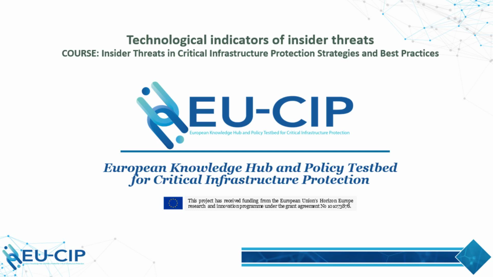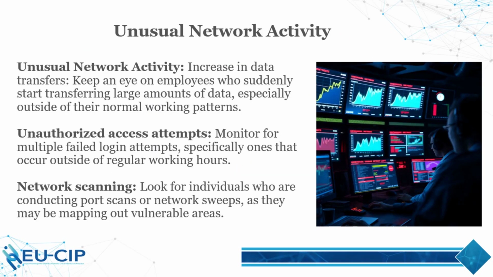This part of the course will dive into the technological indicators that can help identify and mitigate insider threats. Insider threats often manifest through unusual network activity. Key indicators include a sudden increase in data transfers, which may signal that an employee is transferring large volumes of data outside their normal behavior.